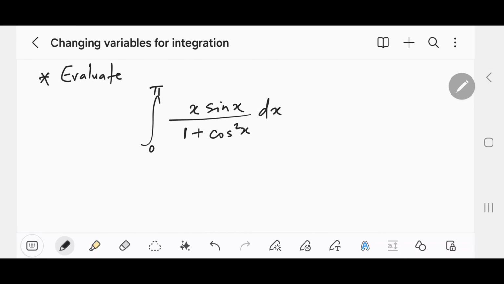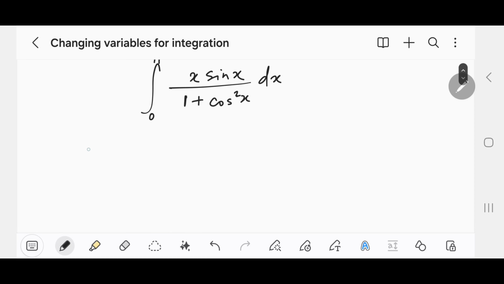Today we are going to evaluate this integration by using the method of changing variables. Method of changing variables means we are going to replace the given variable by something else with a suitable argument, with a suitable logic.